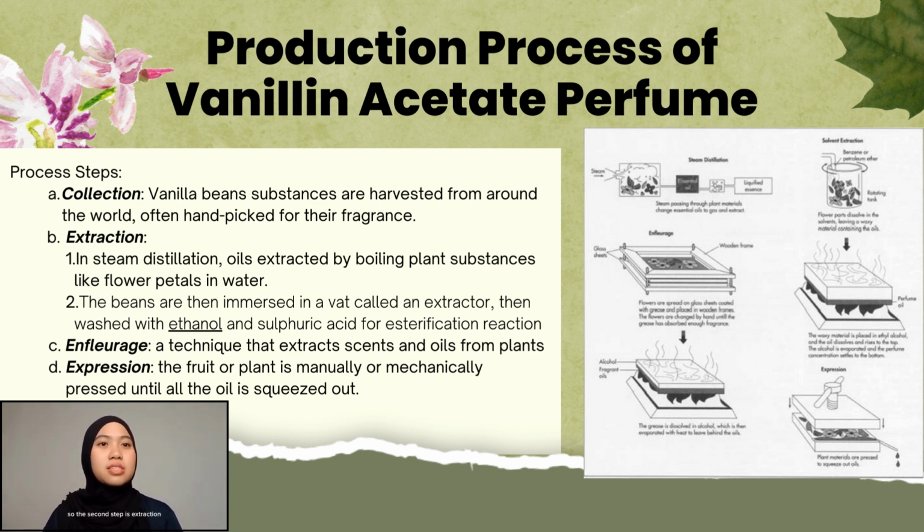The second step is extraction. Extraction is by steam distillation. Steam is passed through plant material held in a still, whereby the essential oil turns to gas, and this gas is then passed through tubes, cooled, and liquefied. The oil is extracted by boiling plant substances like the vanilla beans in water. Then the beans are immersed in a vat called an extractor.